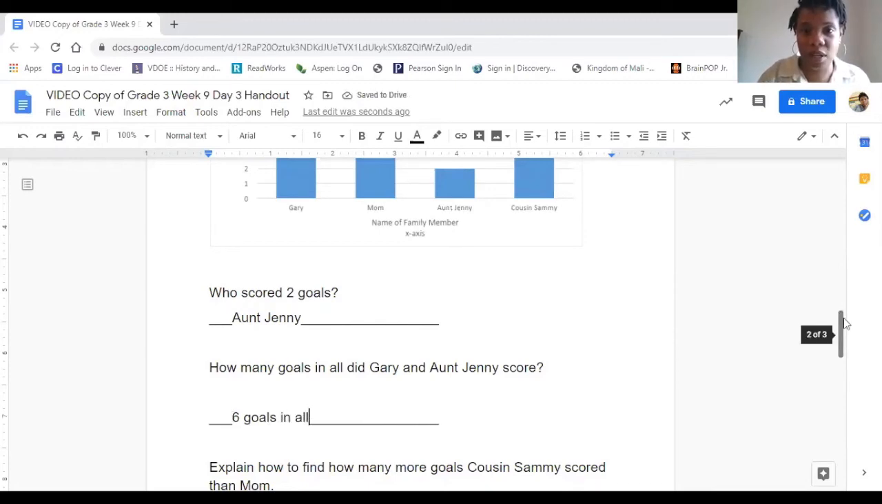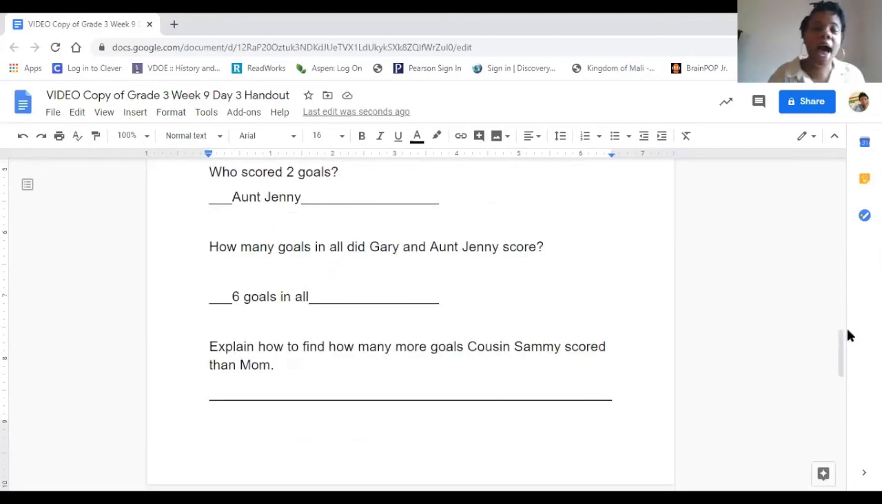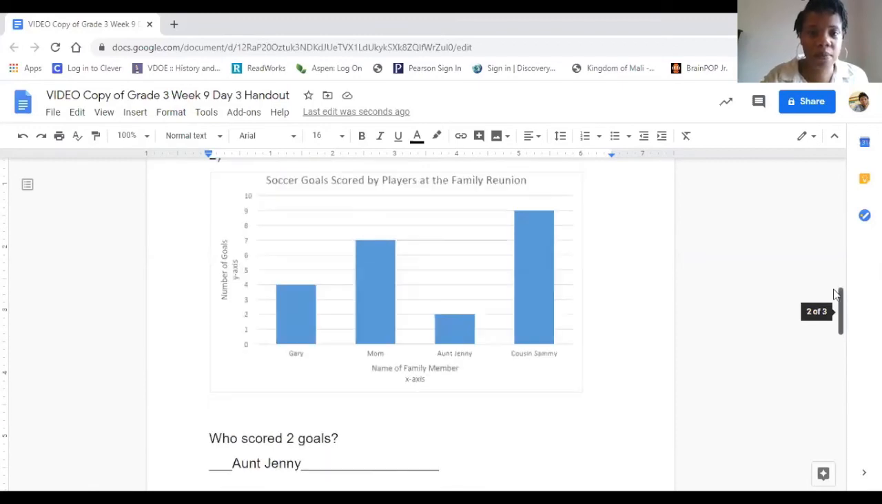And our last question, this is where we really had to do some thinking. Explain how to find how many more goals Cousin Sammy scored than Mom. So I know I'm going to be doing some comparing. So I'm going to compare Mom's bar to Cousin Sammy's bar. Let's see. Well, if I look at Cousin Sammy's bar and go across, Cousin Sammy scored 9 goals.